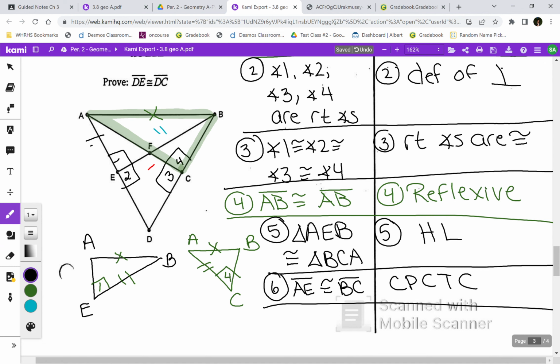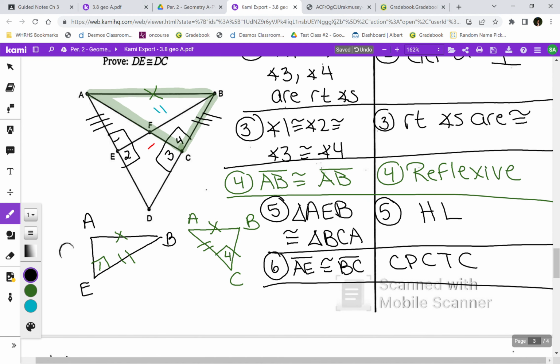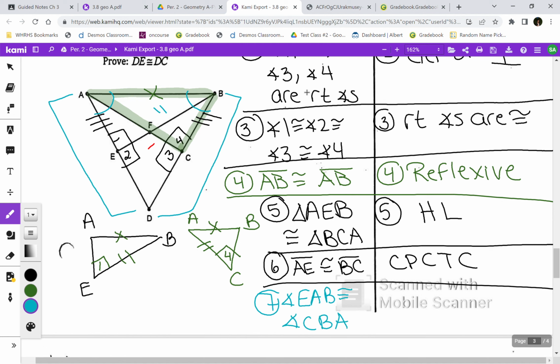So that gets these two sides congruent. Does anybody know what else I'm going to CPCTC? Because I ultimately want to get this full side also congruent so I could use subtraction. This is where you have to start looking ahead. Simon? Angle EAB congruent CBA. This whole angle and this whole angle. Yes. So let's say angle EAB congruent to angle CBA.